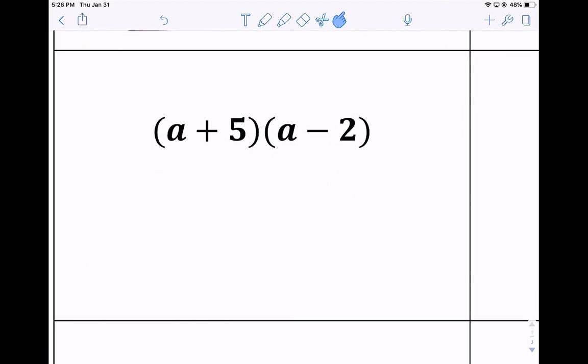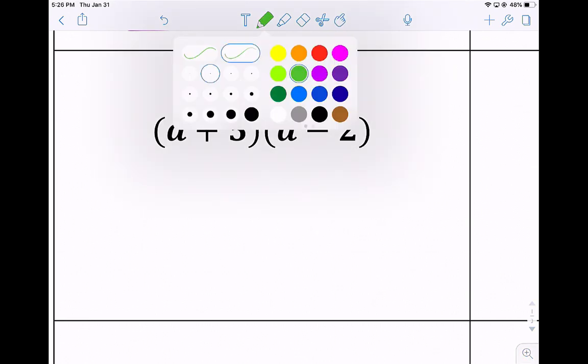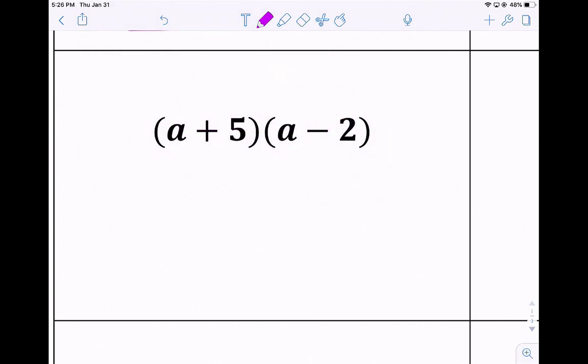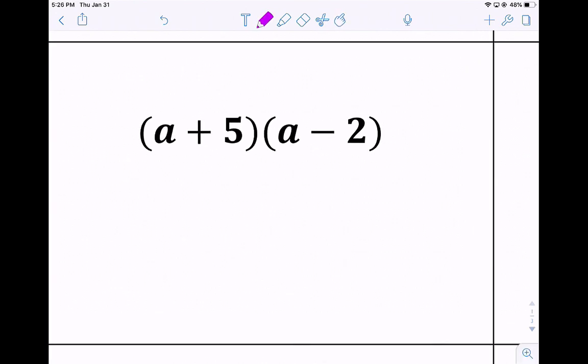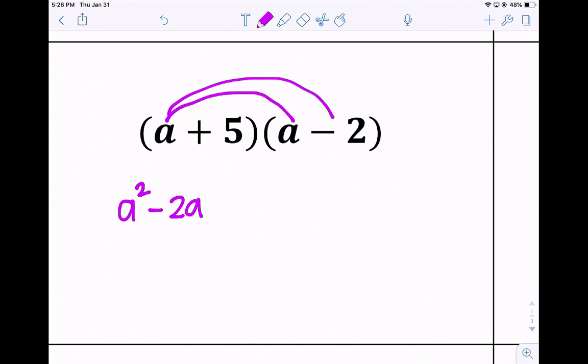Okay, this one's a little bit different because this is a minus or a negative term, so it's going to look just a tiny bit different. Really important that you get the signs correct, otherwise you'll get the wrong answer every time. So we have a plus 5. We're going to distribute both of those to a minus 2. So we start with a times a would give us a squared. A times negative 2 would be negative 2a. Then we move to the 5, so 5 times a is plus 5a. 5 times negative 2 is minus 10.